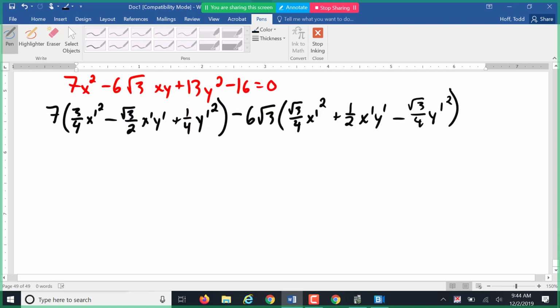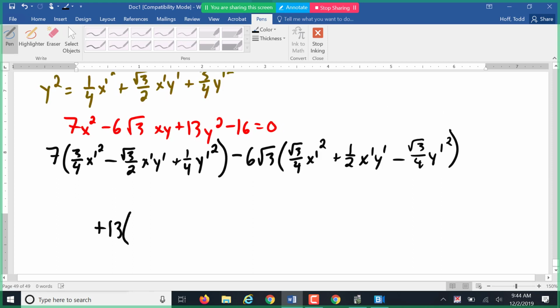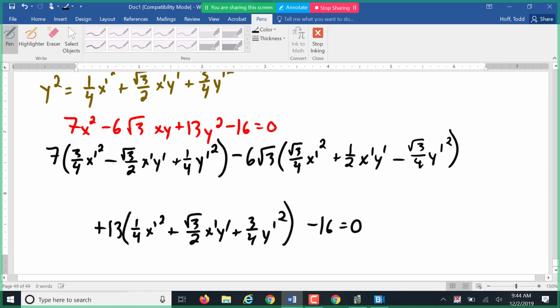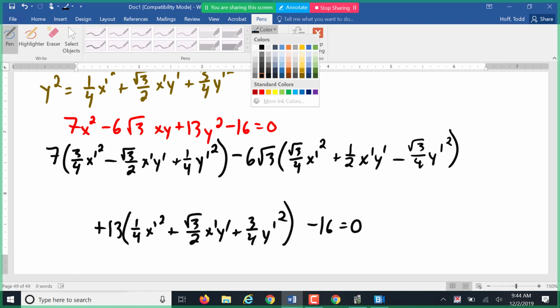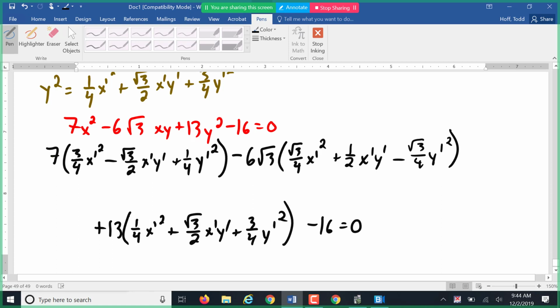Then, of course, plus 13 y squared, where y squared is that 1/4 x prime squared plus square root of 3 over 2 x prime y prime plus 3/4 y prime squared. And of course, minus 16 equals 0. I'm going to do some calculations right within this here. I'm going to multiply by the 7. This is going to be 21 over 4 x prime squared minus 7 square roots of 3 over 2 x prime y prime plus 7/4 y prime squared.